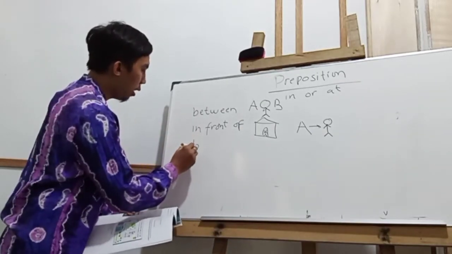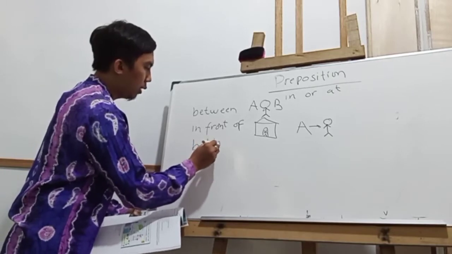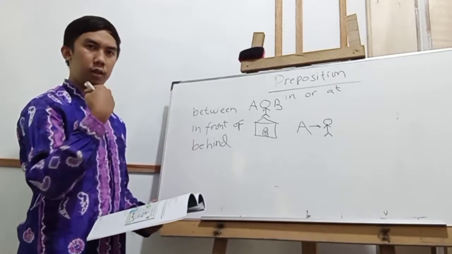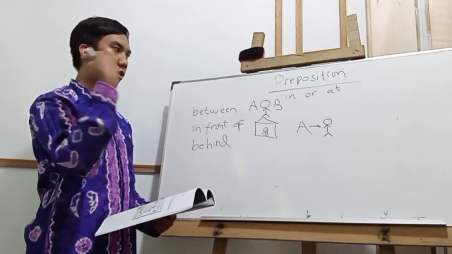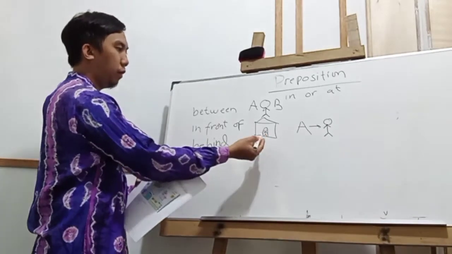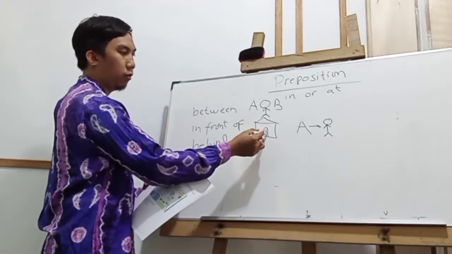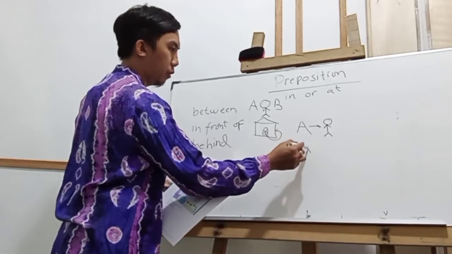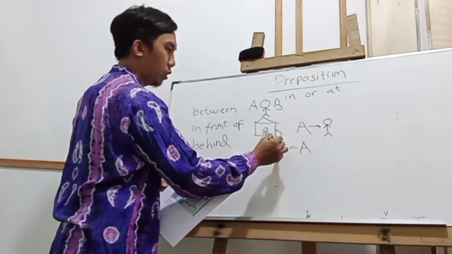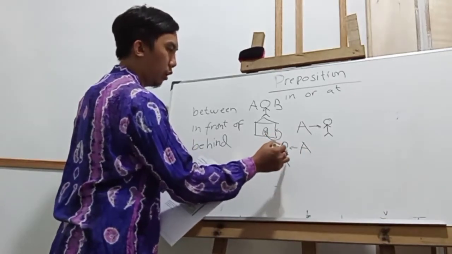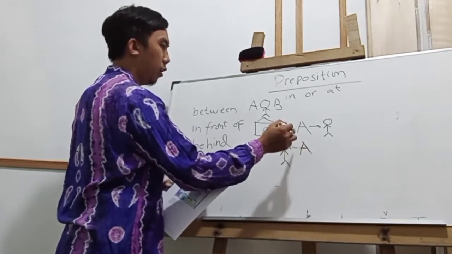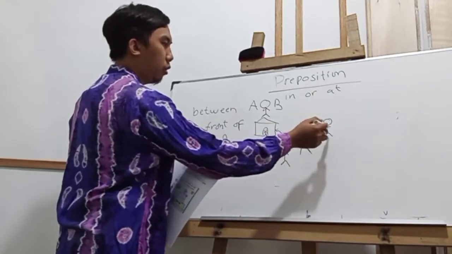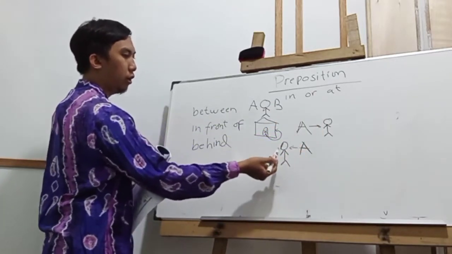And then we have behind. This is the antonym of in front. So behind is in my back, in your back. When we talk about behind, you are not in the front, you are in the back. For example, this is someone, and you stay in here. So you are in the back of A, behind A. Here, you are in front of A. Here, you are behind A.